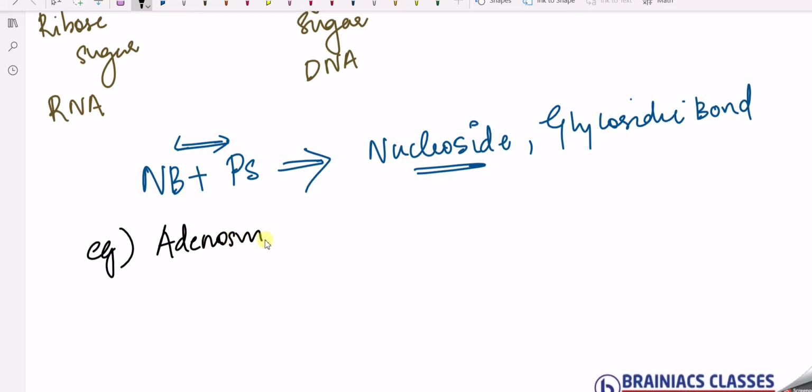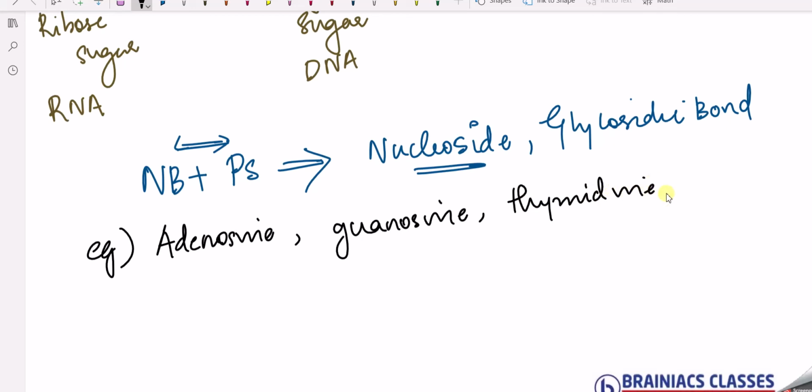Adenosine, guanosine, thymidine, uridine, and cytidine. Okay, adenosine, guanosine, thymidine, uridine, and cytidine. These are the examples of nucleoside, right?